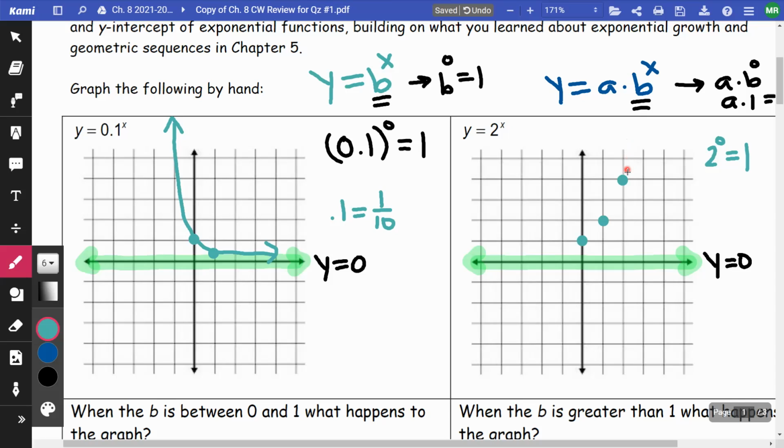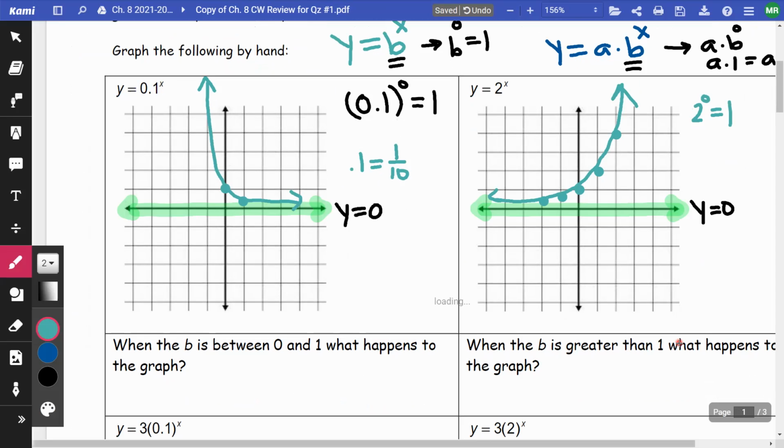Now going backwards, this is 4 and 2 and 1. So every time it's a half of what it was. So this is going to be a half and a fourth, and so forth. And in this situation, I get an increasing graph.